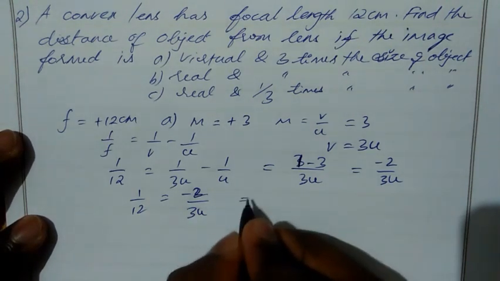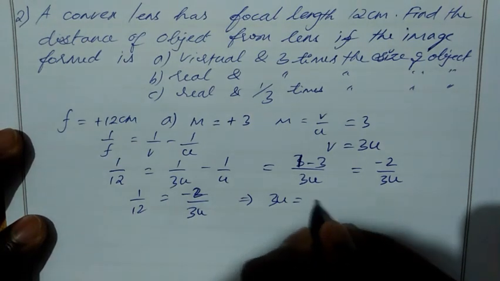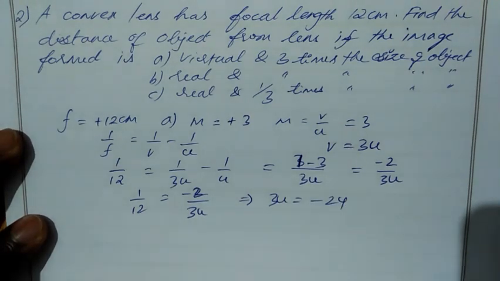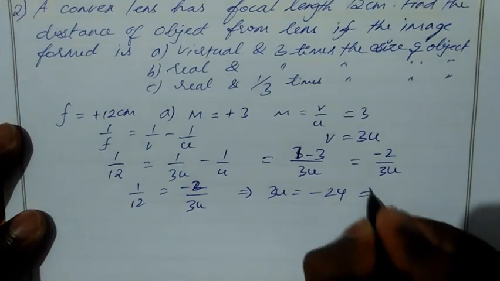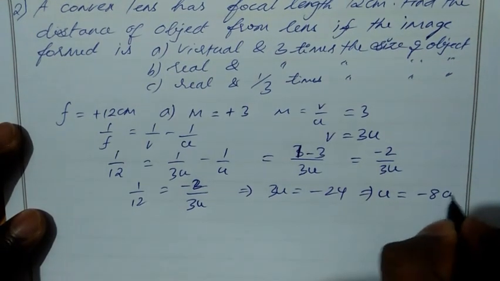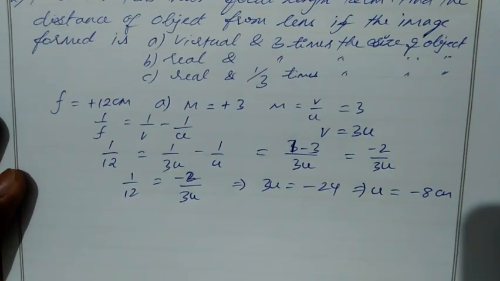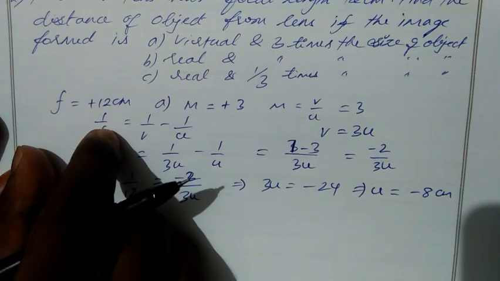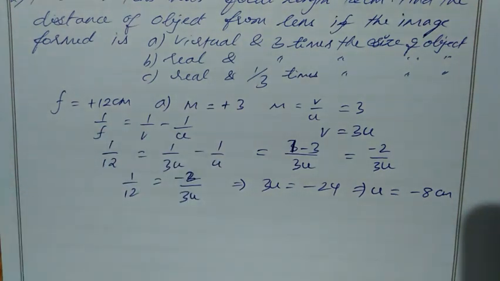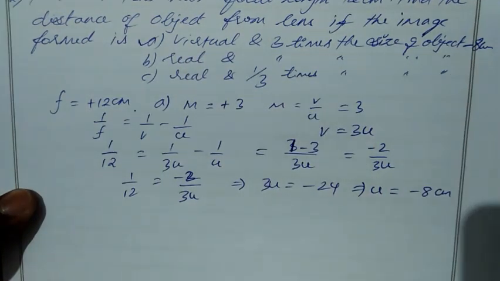Then do the cross multiplication. 3u equal to minus 2 into 12, minus 24. Hence u equal to 24 by 3, minus 8 centimeter. So minus 8 centimeter means we place the object 8 centimeter from the optical center. This is for the first case, minus 8 centimeter.